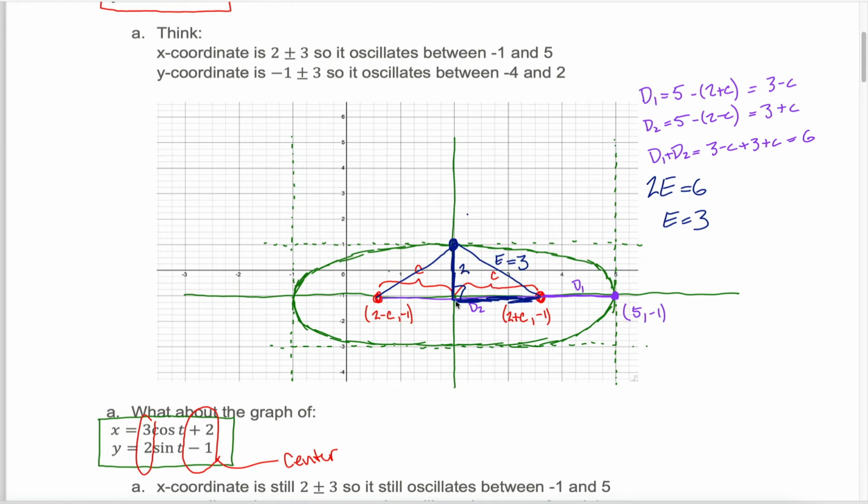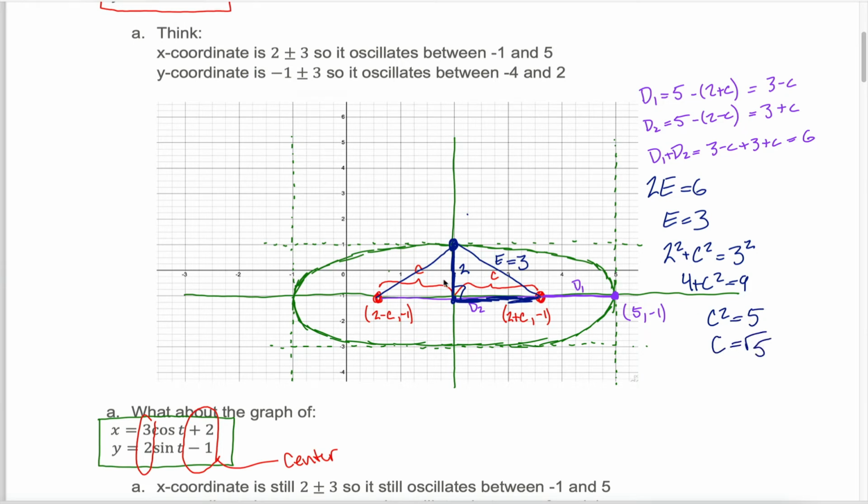So since c represents the distance from this point out to this foci, I can use the Pythagorean theorem and say that a squared plus b squared equals c squared. In other words, 2 squared plus c squared equals e squared, or 3 squared. I got 4 plus c squared equals 9. I got that c squared is 5, and therefore c is the square root of 5.